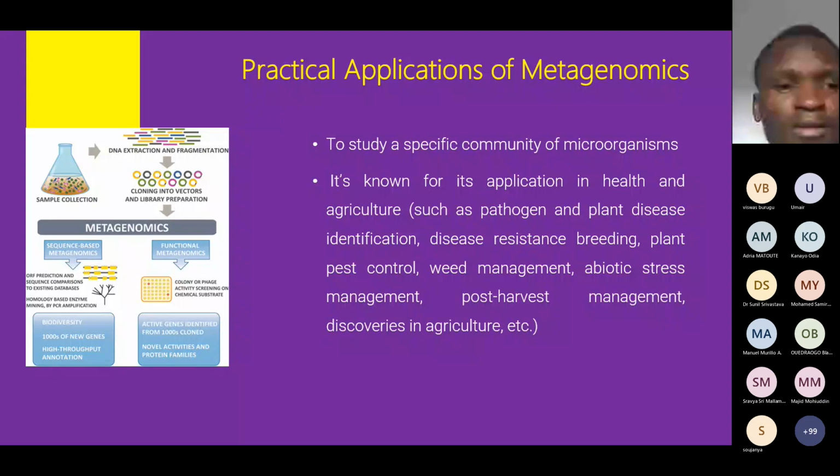Now the second thing is that it's known for its application in health and agriculture. Now in health, here we have pathogen and plant disease identification.